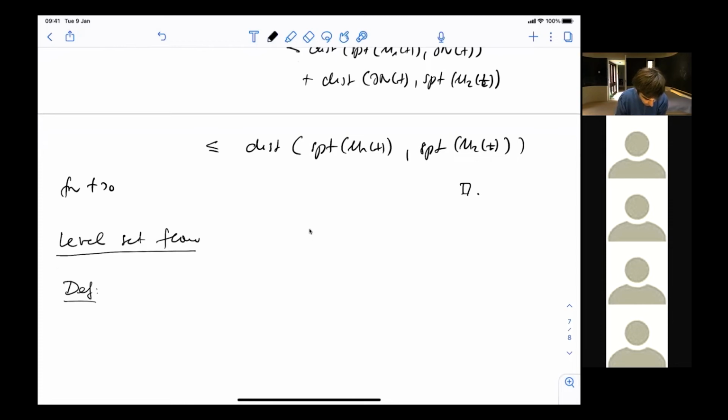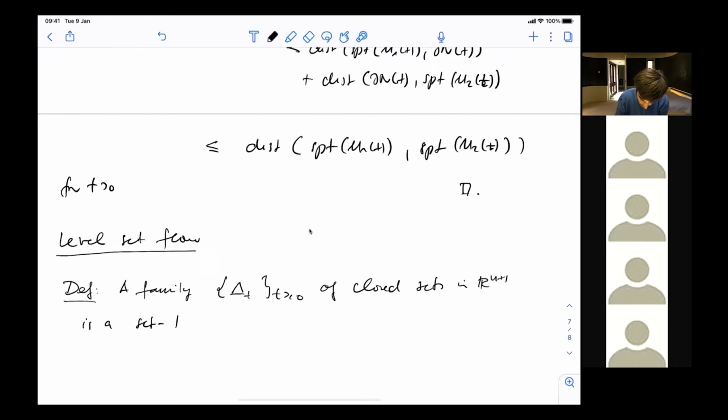What is a weak set theoretic subsolution? So a family Δt, t positive, of closed sets in R^(n+1) is a set theoretic subsolution of mean curvature flow provided, so what do we want to have?